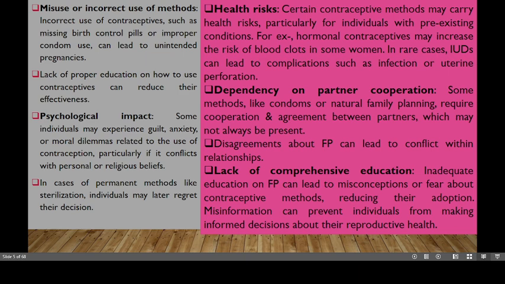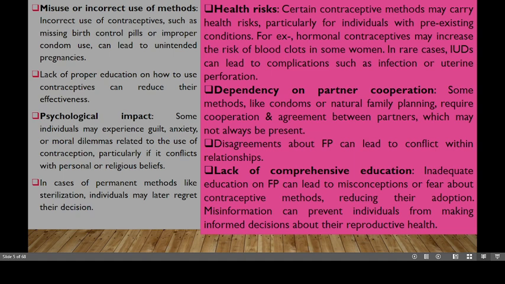Certain methods may carry health risks, particularly for individuals with pre-existing conditions. Take, for example, hormonal contraceptives. You find that they may increase the risk of blood clots in some women. In rare cases, IUCDs can also lead to complications like infection or intrauterine perforation.